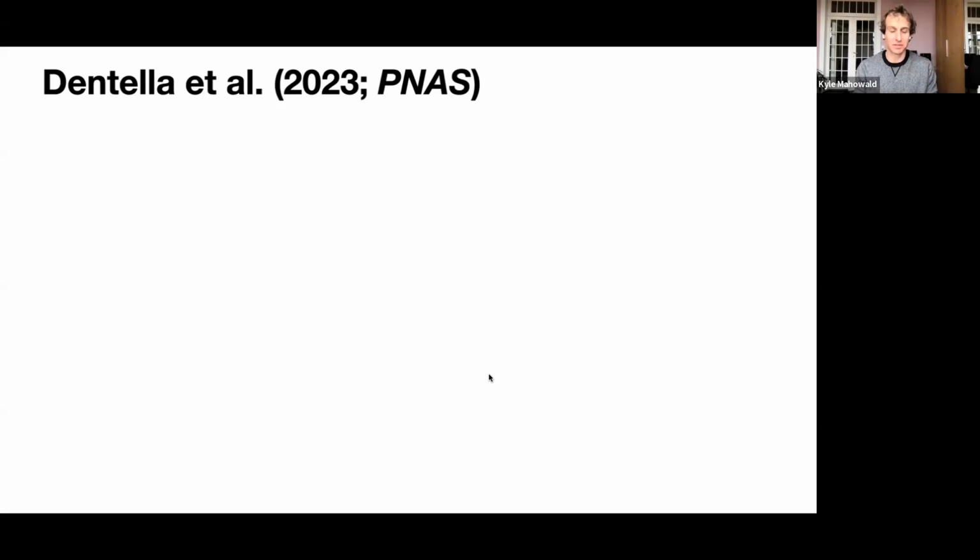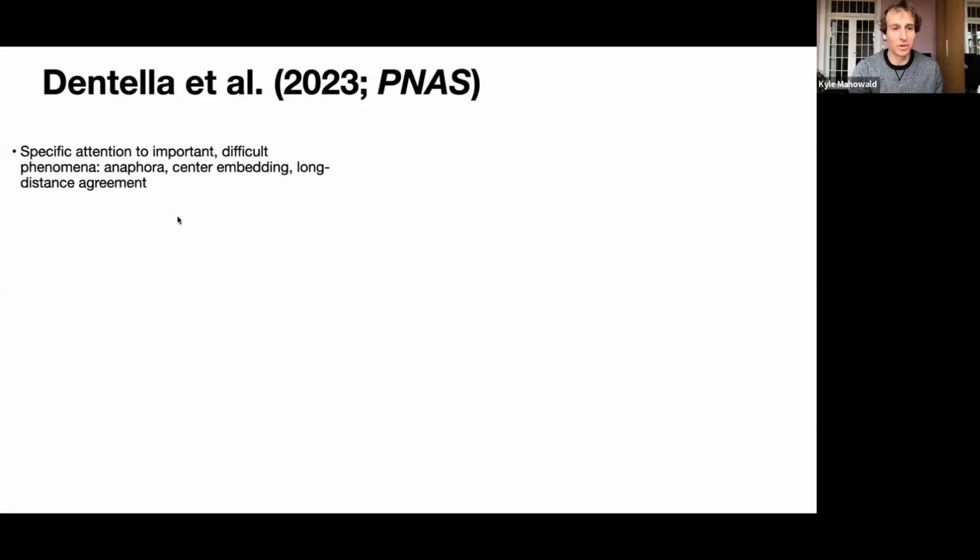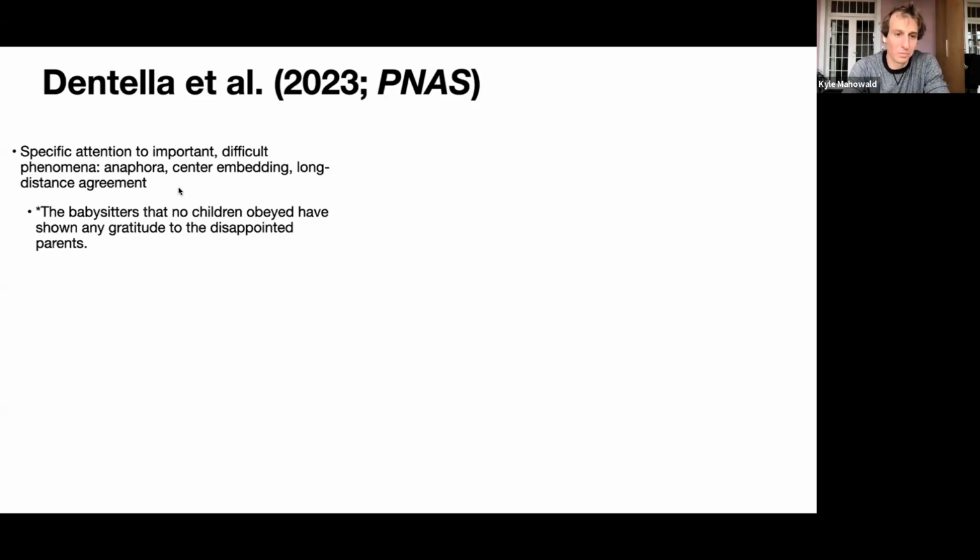Okay, so you could then say, well, there are some issues with BLiMP. The minimal pairs aren't perfectly controlled. The sentences are a bit artificial. And so there have been other proposals, like a recent one in PNAS from the Dentella et al. paper, to look at a bunch of interesting grammaticality contrasts. And instead of using minimal pair comparisons, look at some important difficult phenomena like anaphora, center embedding, long distance agreement, and basically ask the models whether or not they're grammatical.